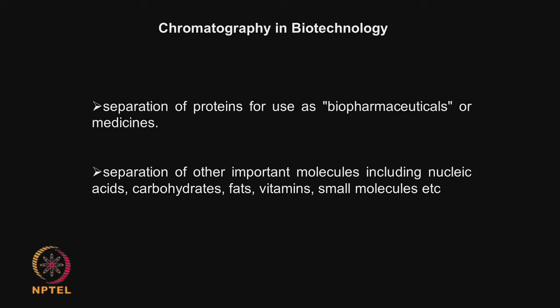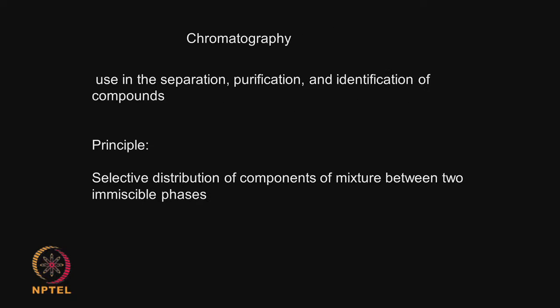For example, nucleic acids, carbohydrates, fats, vitamins, even small molecules can be separated using chromatography, and there are different types of chromatography like I said: ion exchange chromatography, size exclusion chromatography, and then reverse phase chromatography and so on. We will talk about each one of them and we will also look at some problems involved in chromatography.